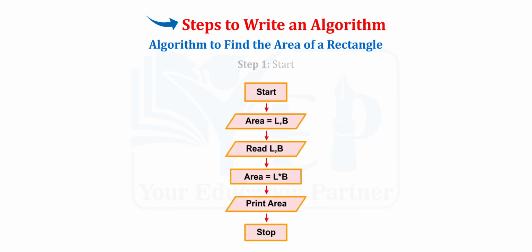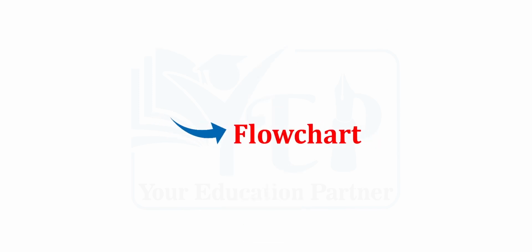Algorithm to find the area of a rectangle. Step 1. Start. Step 2. Declare variables L, B, and area. Step 3. Read the values of variables L and B. Step 4. Area is equal to L x B. Step 5. Print the value of area. Step 6. Stop.